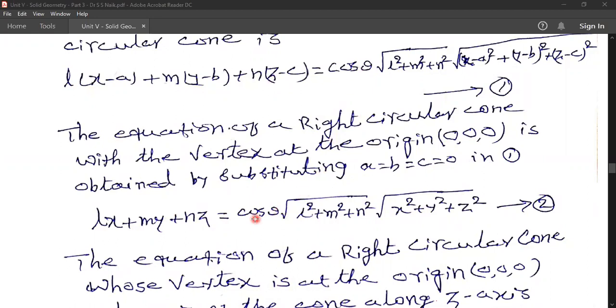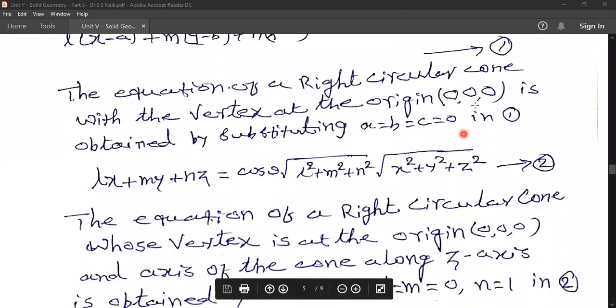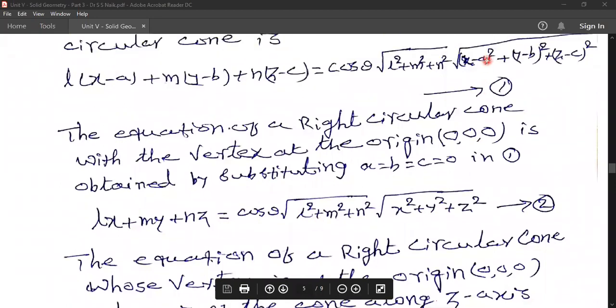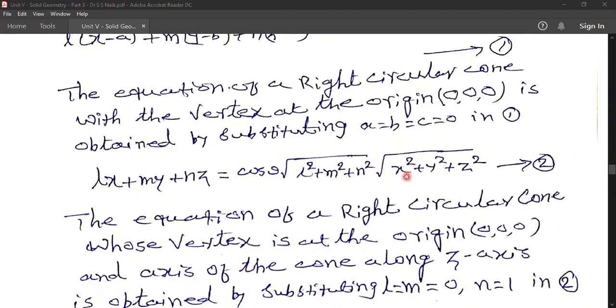Right hand side is cos theta. This will remain as it is, square root of L square plus M square plus N square. They are the direction ratios of the axis. And then this becomes square root of (x minus a) square. This a is equal to 0. Therefore, I get square root of x square plus y square plus z square. So therefore, this represents the general equation of a right circular cone having the vertex at the origin and having the DRs of the axis as L, M, N.